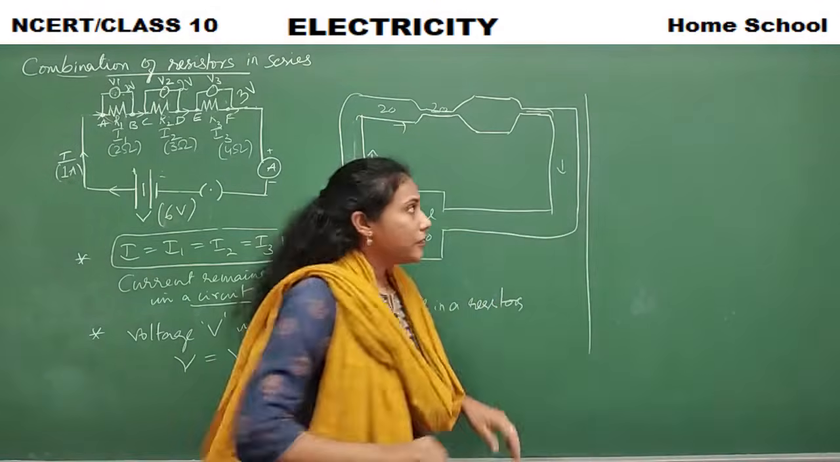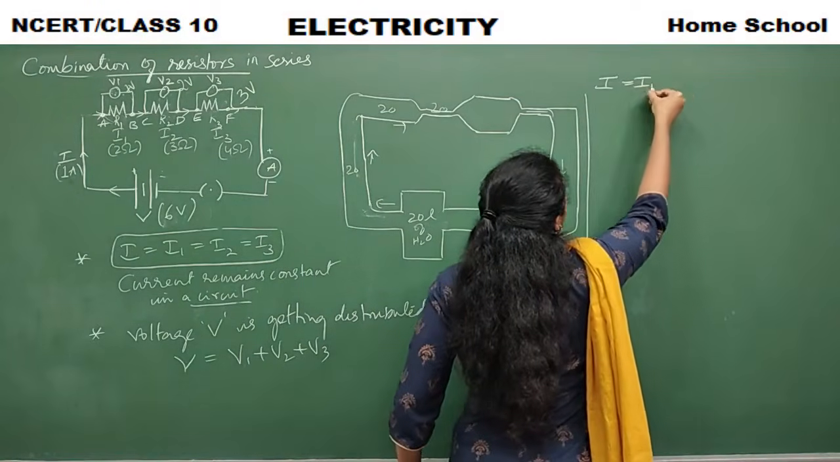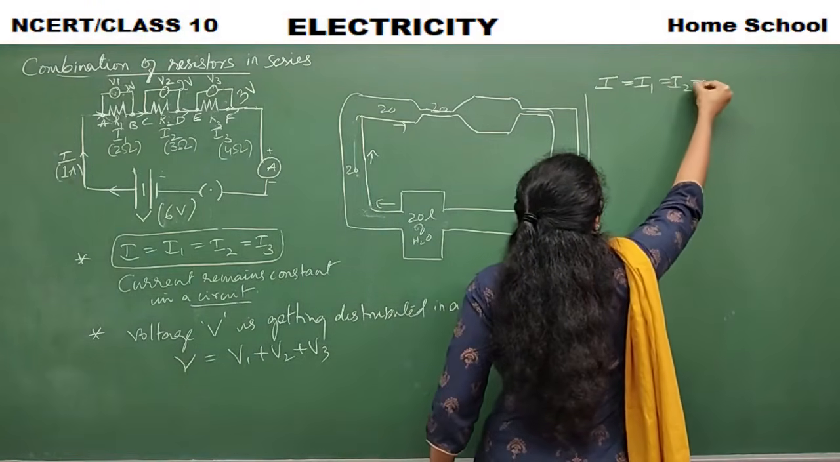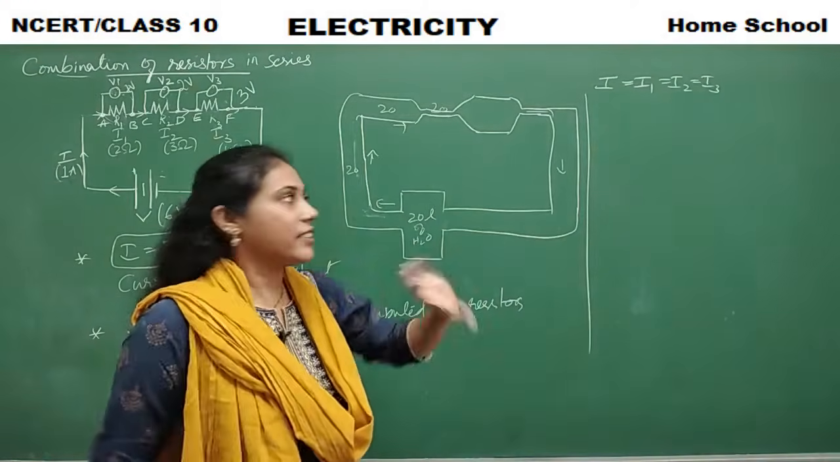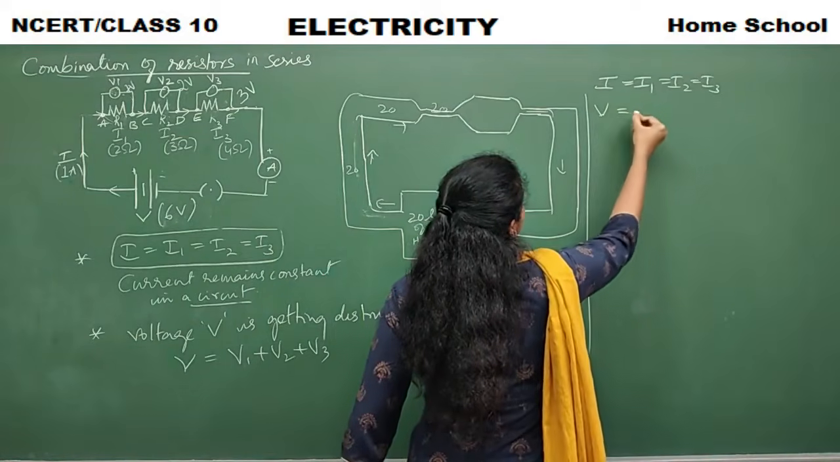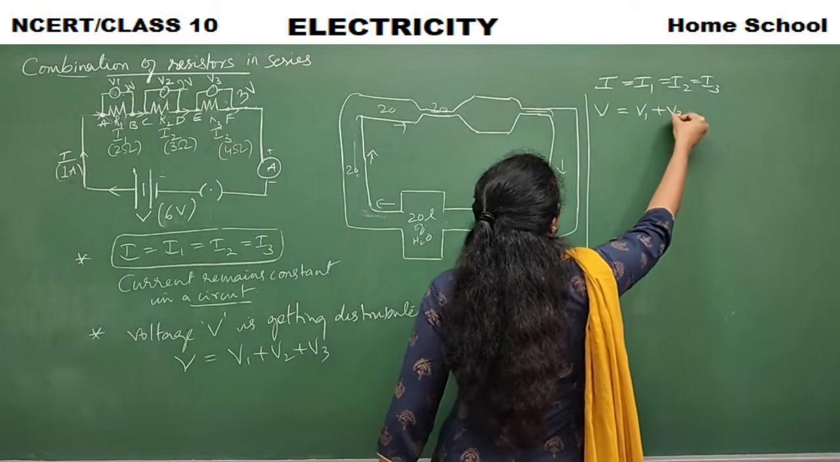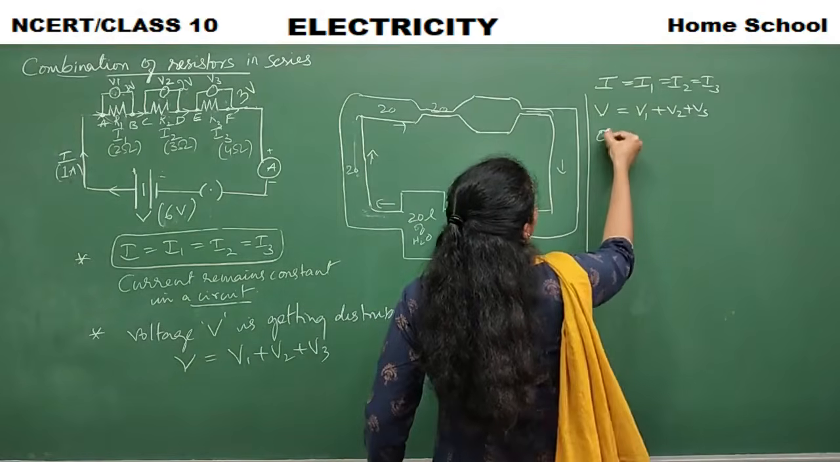Observe here, we get total I equal to I1 equal to I2 equal to I3. Yes, there is no change in the current. Current remains constant throughout the circuit. But total voltage is always equal to V1 plus V2 plus V3, right? Fine. And we know our Ohm's law.